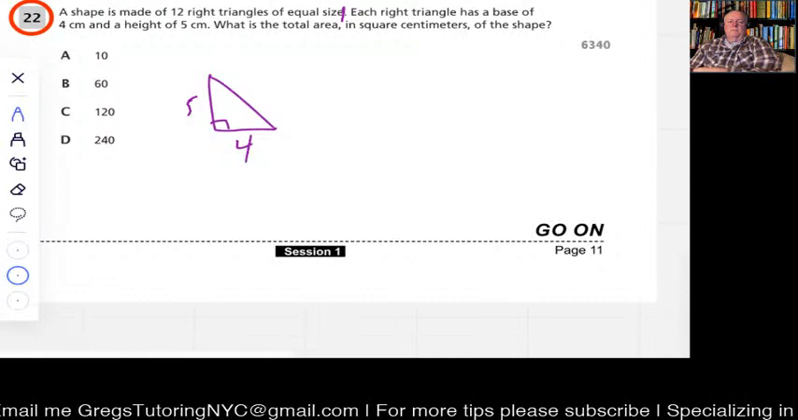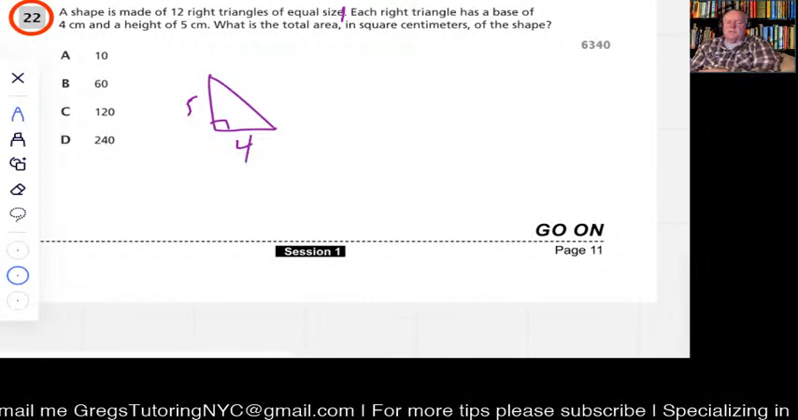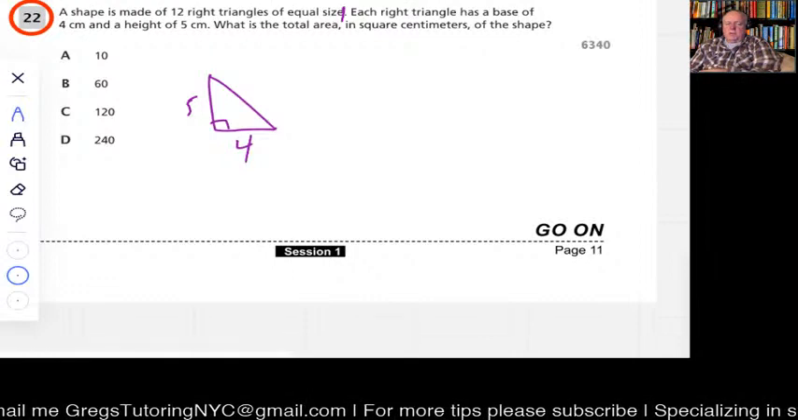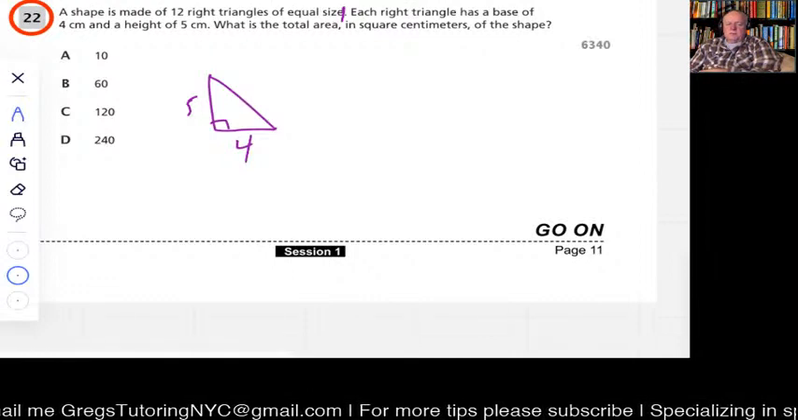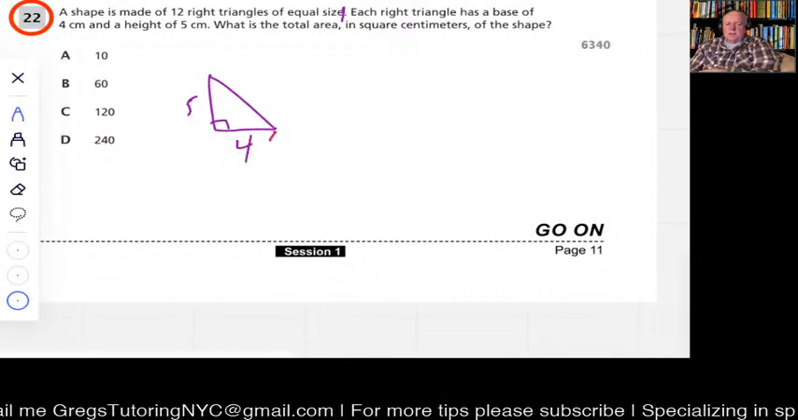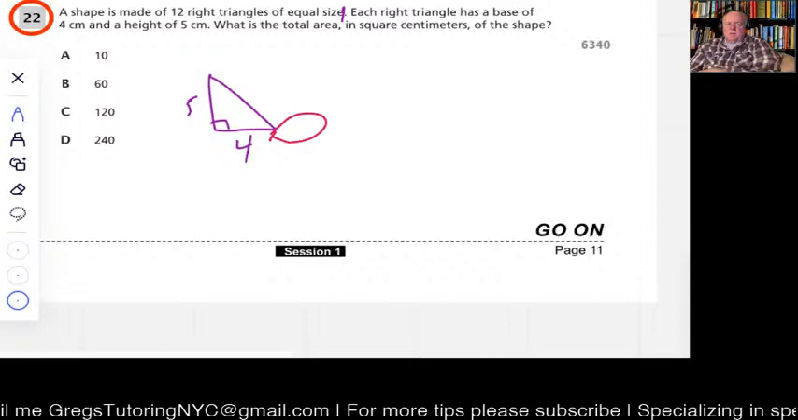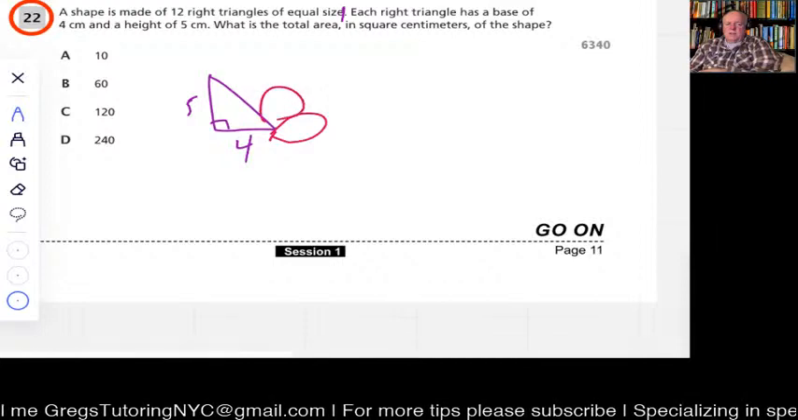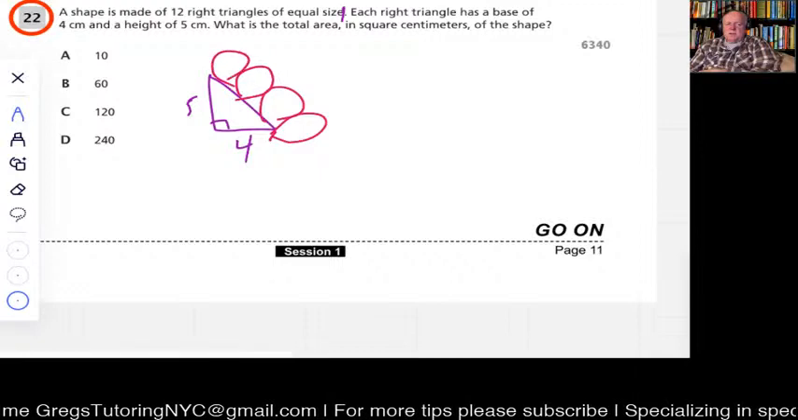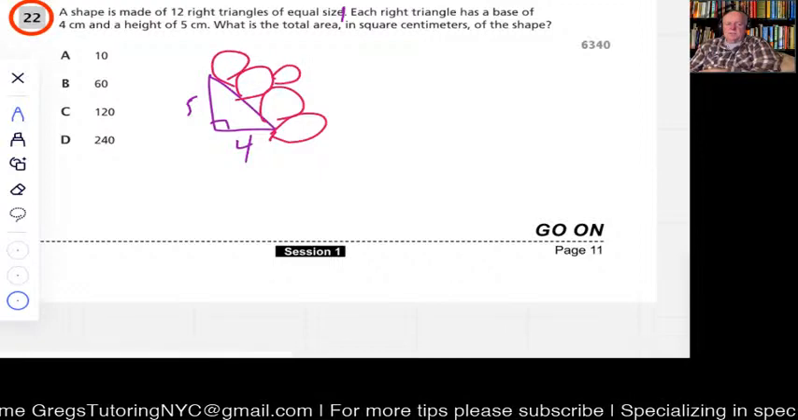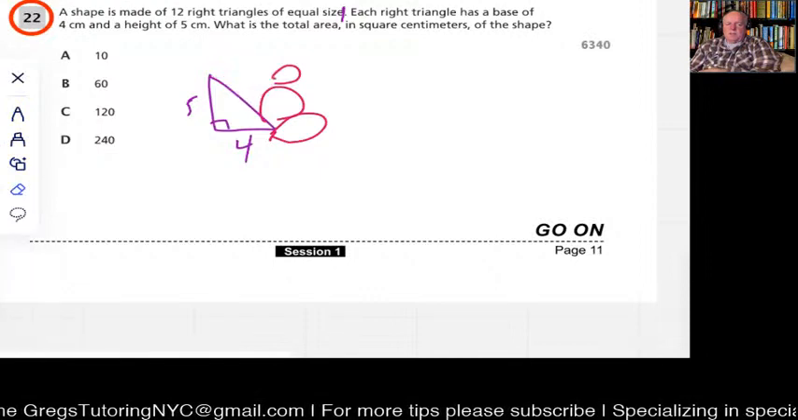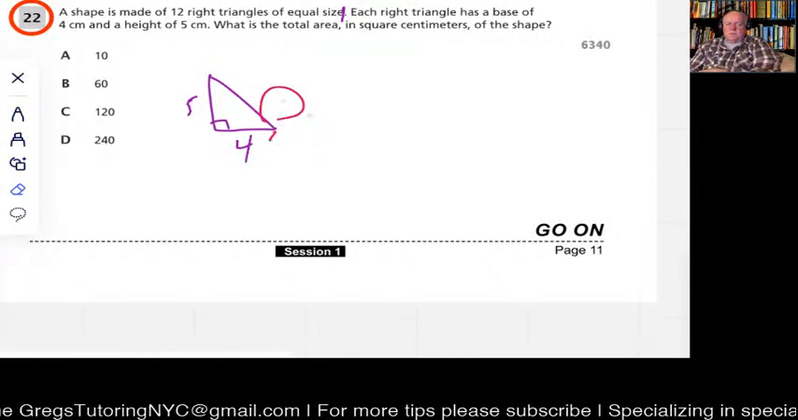What is the total area in square centimeters of the shape? A lot of kids are going to get thrown off because they don't know what the shape looks like. And the truth of the matter is, we have this shape that's just, I'm going to draw circles at the moment because we don't even care how it's set up. It just says it's all pieced together. So let's get rid of the circles for a second and work purely with the right triangles.